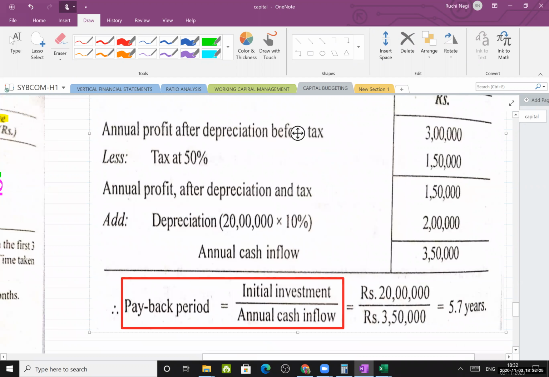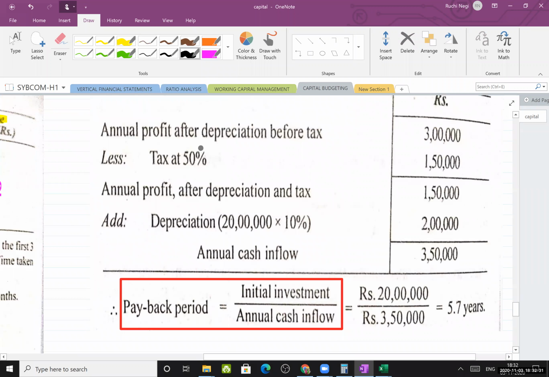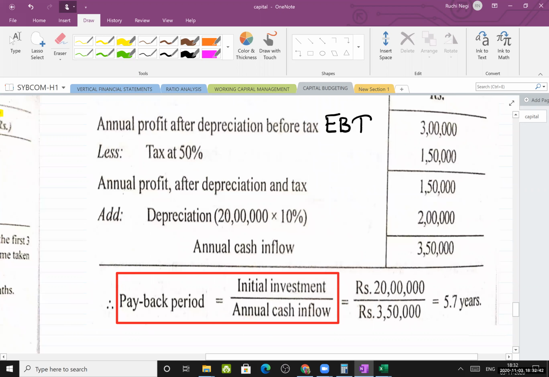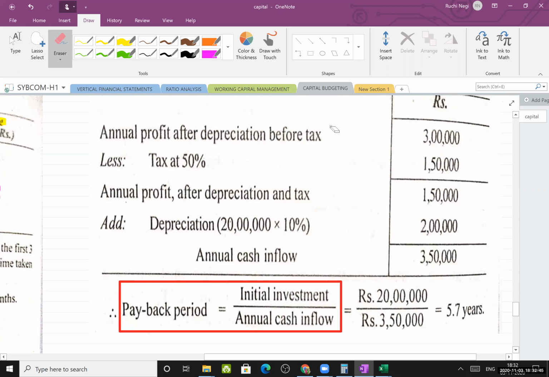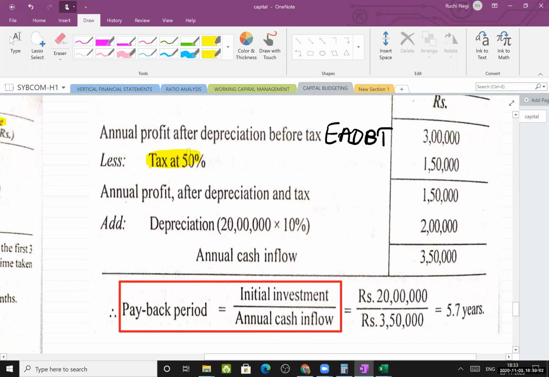Write down. This is your EBT, annual earnings before tax. After depreciation and before tax. So earnings after depreciation but before tax, 3 lakhs. Subtract taxes from it, 50% tax. The 3 lakhs for 50% is how much? 1,50,000.